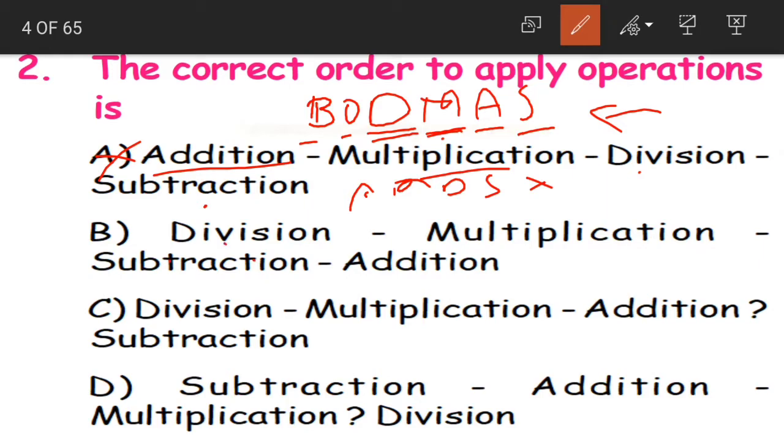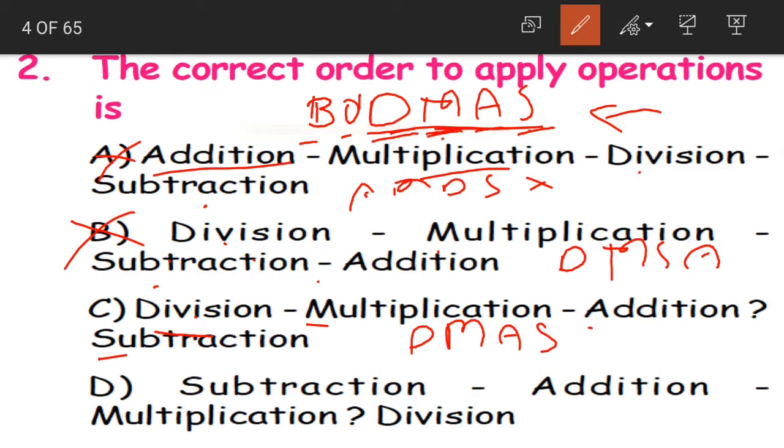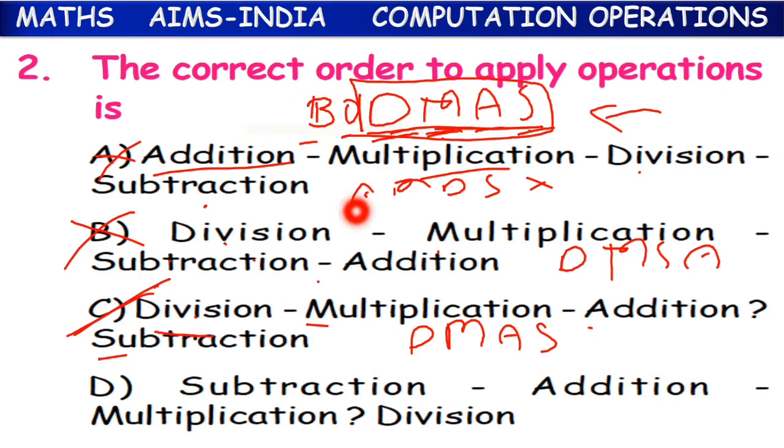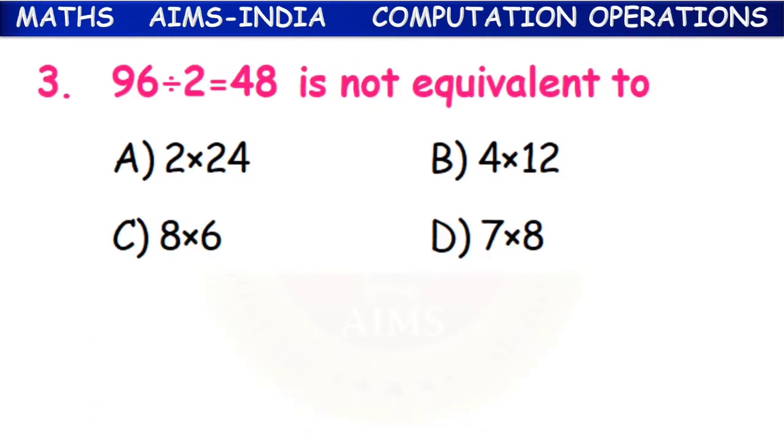Next, option B, DMSA. But what do we have here? DMAS. So again option B is wrong. Coming to option C, DMAS. Division, multiplication, addition and subtraction. That is what we have in BODMAS, right? Yes, so option C will be our correct answer. The correct order is division, multiplication, addition and subtraction. Clear children?